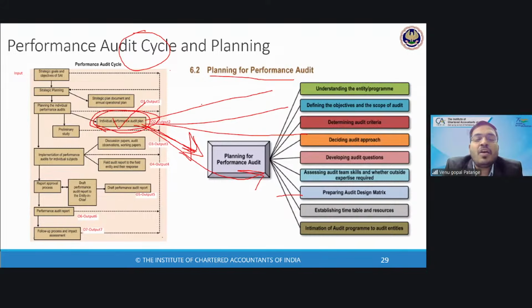Then finally, once you are ready with the plan and ready to execute the audit, you finally intimate the audit program to audit entities, because if they are busy with some other thing, you going there and sitting idle is not performance from your side. So you should intimate them so that they are aligned and they will provide you all the documents, all the support for performing the performance audit. Clear?